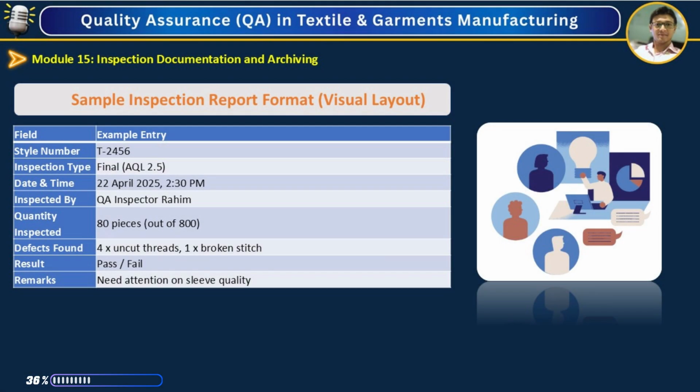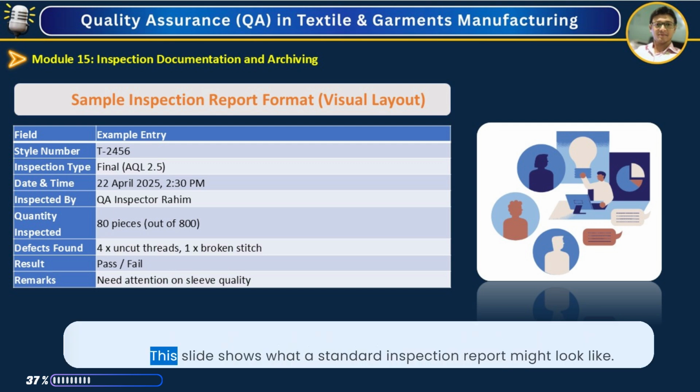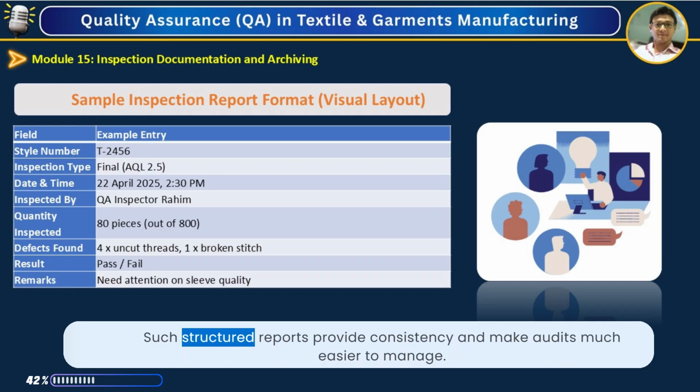Sample inspection report format. This slide shows what a standard inspection report might look like. You'll notice key fields such as style number, inspection type, date, and inspector's name, the sample size and any defects found, a clear result, pass or fail, and final remarks. Such structured reports provide consistency and make audits much easier to manage.